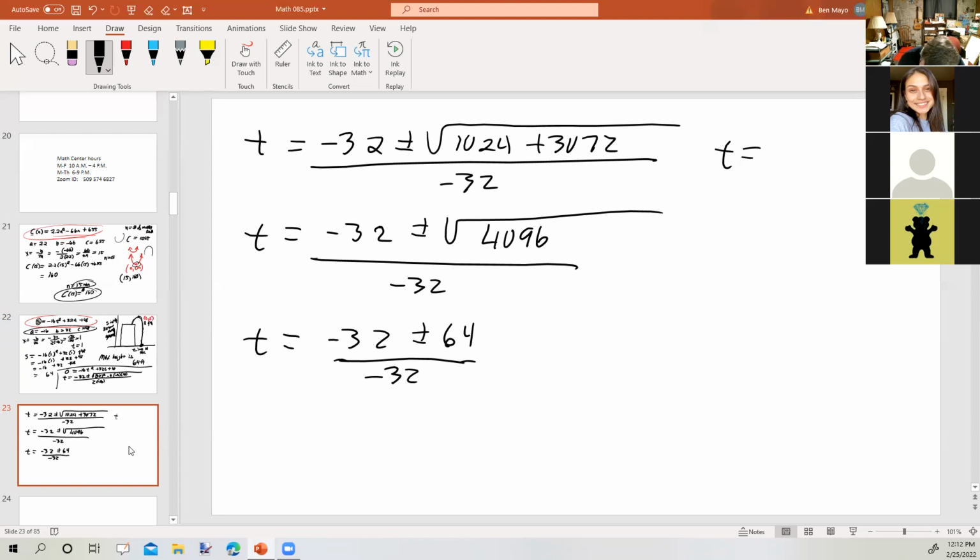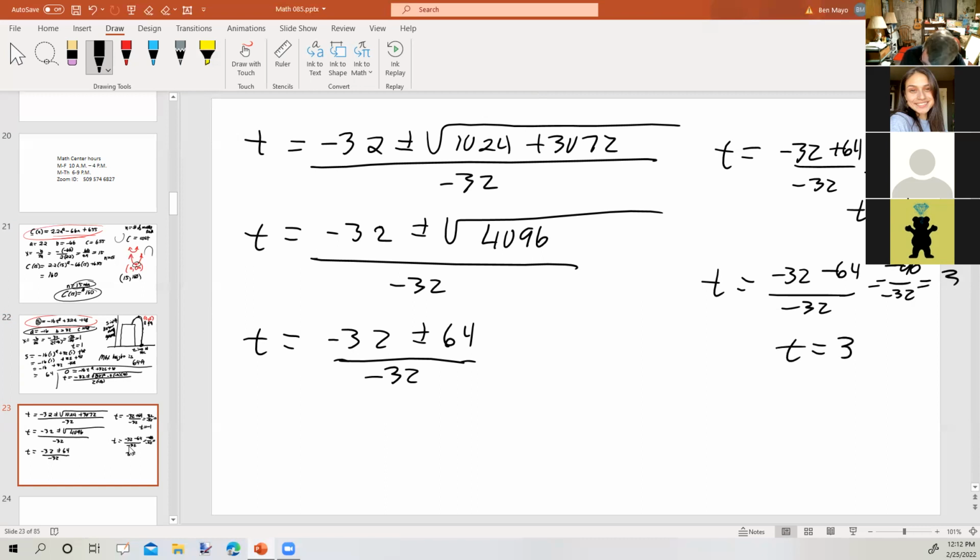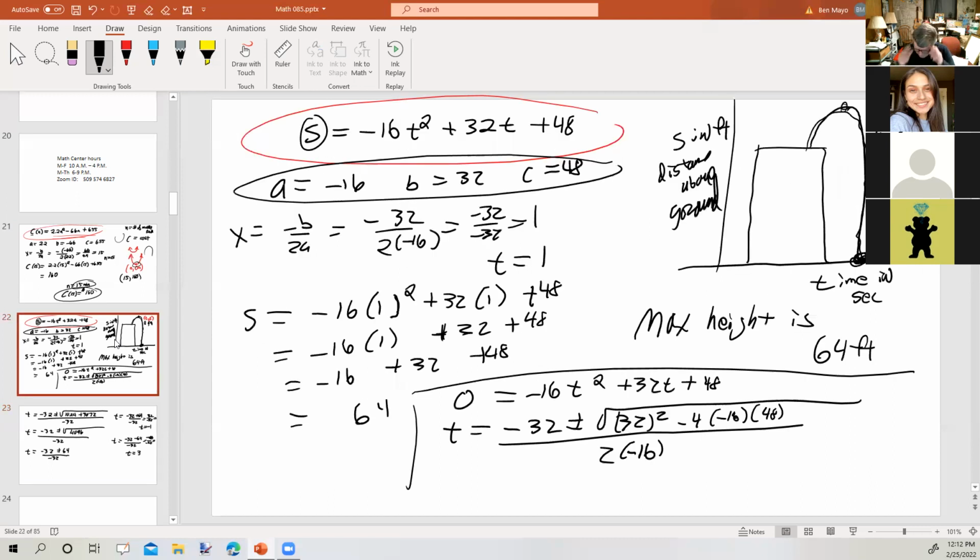Okay, so t equals negative 32 plus 64 over negative 32, which would be 32 over negative 32, or negative 1. So t equals negative 1, or t equals negative 32 minus 64 over negative 32, which is negative 96 over negative 32, which is 3. So we're coming up with t equals negative 1 and t equals 3. Well, let's go back here and look at the problem.